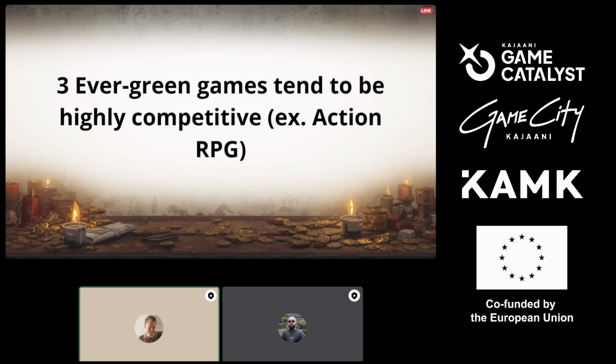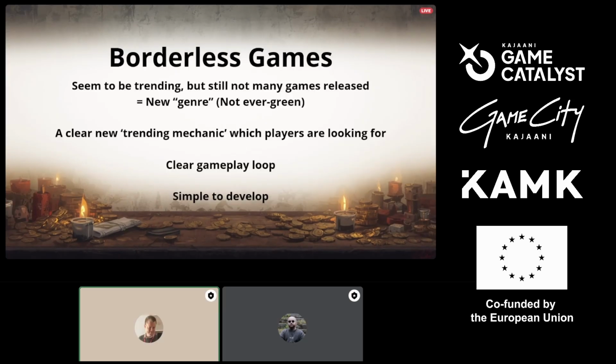So problem number 3 was that the evergreen games tend to be highly competitive. And I think like Tiny Pastures and Bongo Cat as an example are not evergreen games. And when taking into account the borderless functionality that is in the game, which seem to be trending, there's not many games in the borderless genre, if I may put it that way. So it's not evergreen. Borderless games seem to be a rather new genre. I wouldn't call that yet even a genre because it's not specified as such.